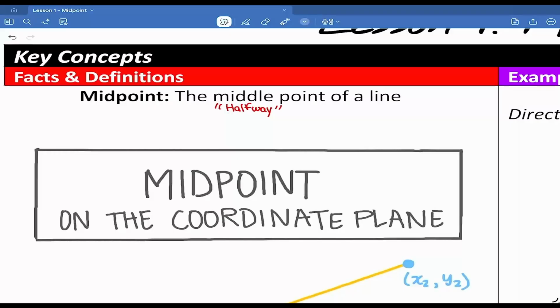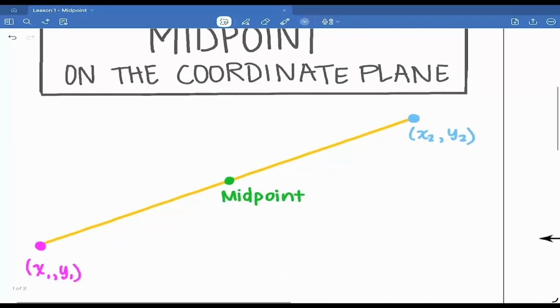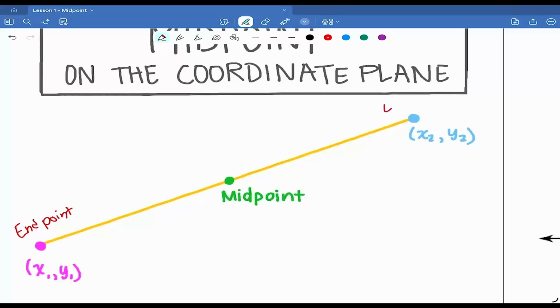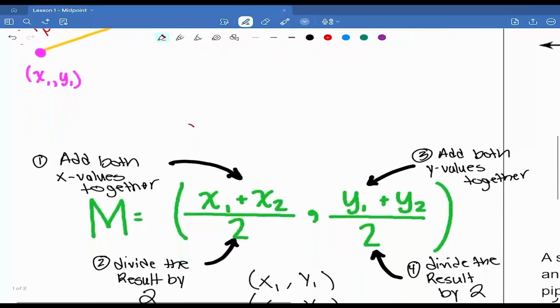So when we look at a line, just to give an example, what we're looking at in this is that we have what we call an endpoint here, and then we have another endpoint. So we're going to be using these two endpoints to help us find the middle point or the halfway point of it all. Okay. Now, in order to do that, we're going to be looking at and using the formula.